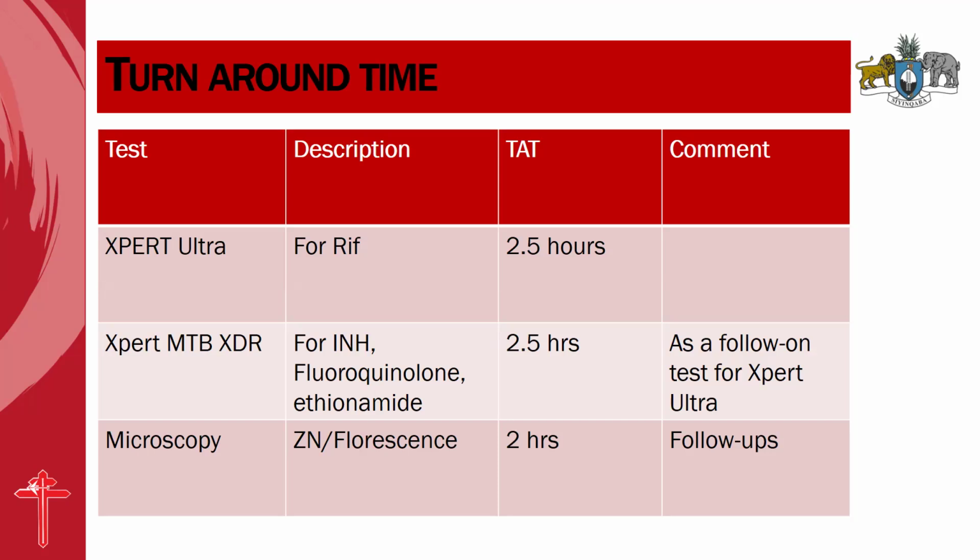The Xpert MTB XDR, for INH, fluoroquinolone, and ethionamide as well, is 2.5 hours. This one is used as a follow-on test for Xpert Ultra, which has been implemented. Then we have the microscopy, which is the ZN fluorescence, which is 2 hours as well. This one is used for follow-up, not for diagnosis.